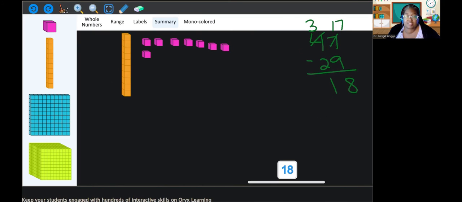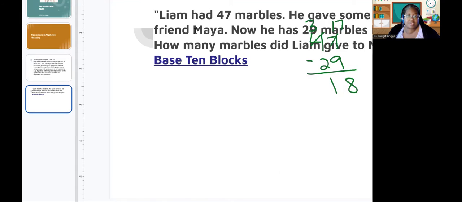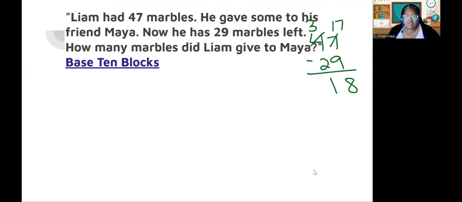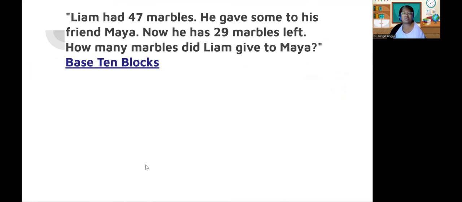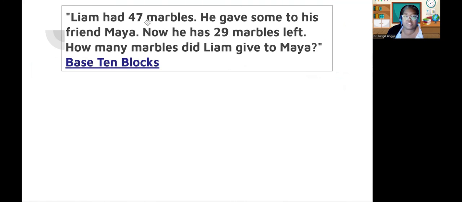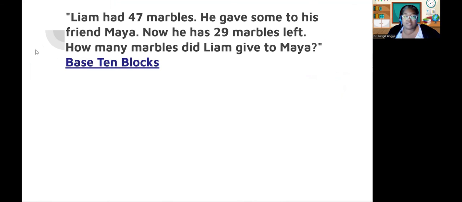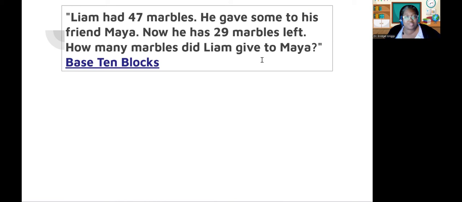So let's go back to our problem and wrap that up. All right, so now our problem, let me delete that. All right. So again, our problem says Liam had 47 marbles. He gave some to his friend Maya. Now he has 29 marbles left. How many marbles did Liam give to Maya? Well, now we know that Liam gave 18 marbles to Maya, and that's how he was left with 29.